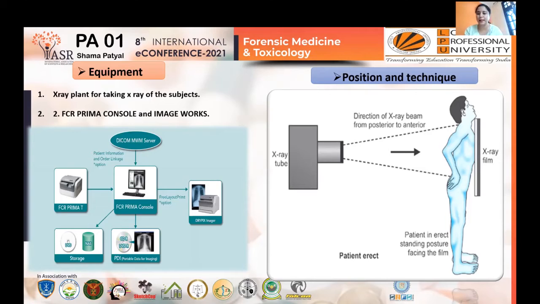Now, positioning and technique. The subject stands in erect position facing the cassette stand with the chin extended. The dorsal side of both hands was positioned below and behind the hips for greater visualization of lung field and to avoid superimposition of scapula. X-ray beam was centered at the level of fourth dorsal vertebra and exposure was given. Now, image processing, the cassette was removed from the chest stand and then placed into FCR Prima T. FCR Prima unit was used to scan the cassette and enter the information. Image was displayed on the computer, that is on FCR Prima console.